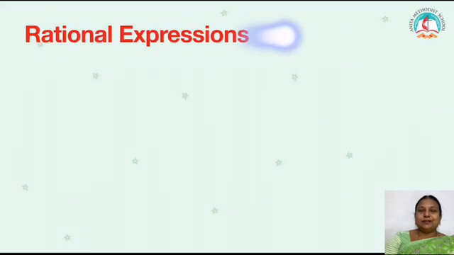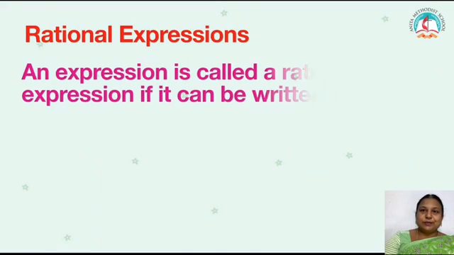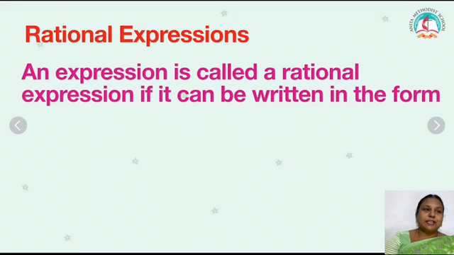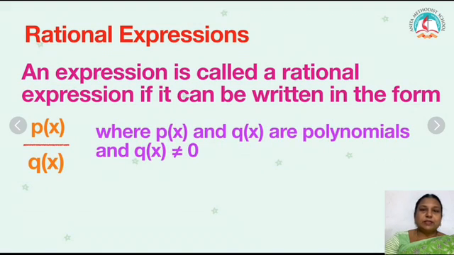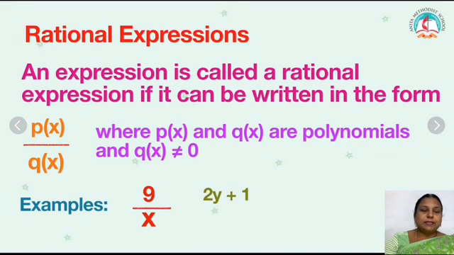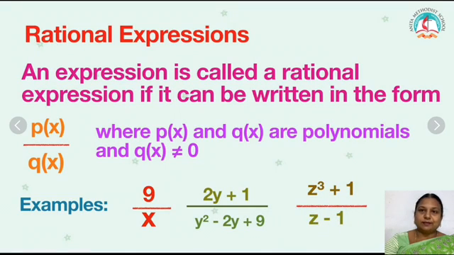Today you are going to learn excluded value. Before that, we will see rational expressions. An expression is called a rational expression if it can be written in the form p of x by q of x, where p of x and q of x are polynomials and q of x is not equal to 0. Examples: 9 by x, 2y plus 1 divided by y squared minus 2y plus 9, z cube plus 1 divided by z minus 1.